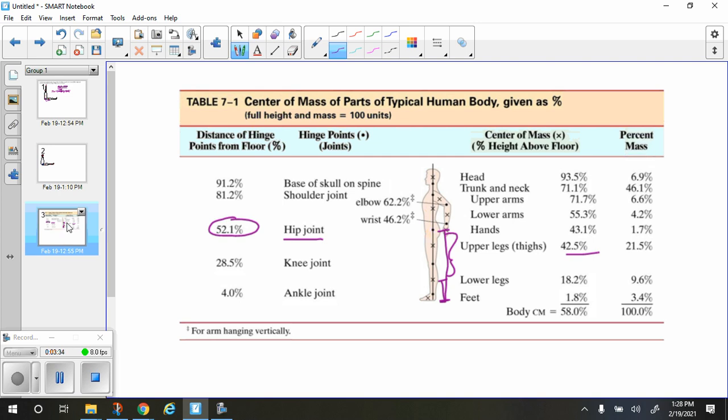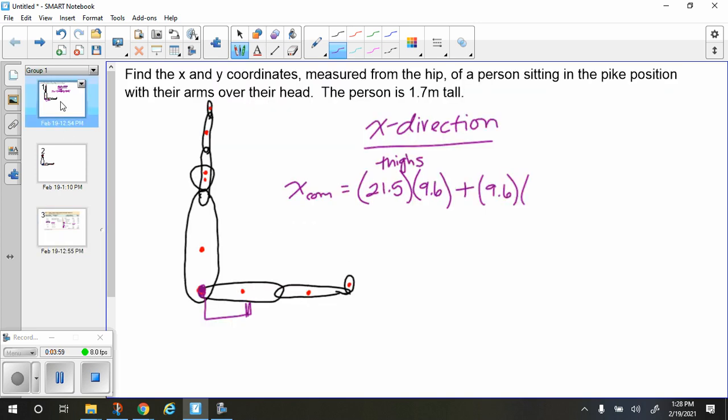I have 33.9 written down, but that doesn't make sense. Let me just make sure that I did that right. Oh, because I'm supposed to be subtracting 18.2 and not 9.6. I looked at the wrong column. So 52.1, I subtract 18.2, and that gives me 33.9. So I'm going to do 33.9, and these are my lower legs.